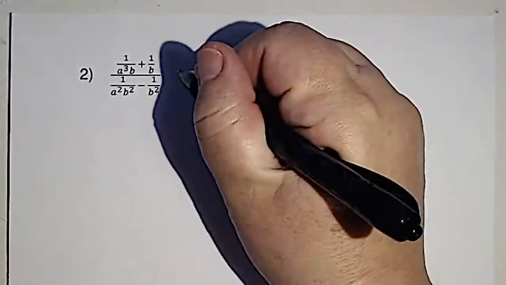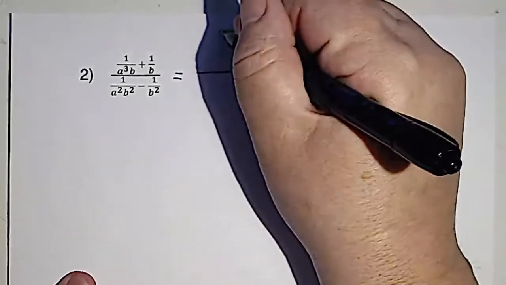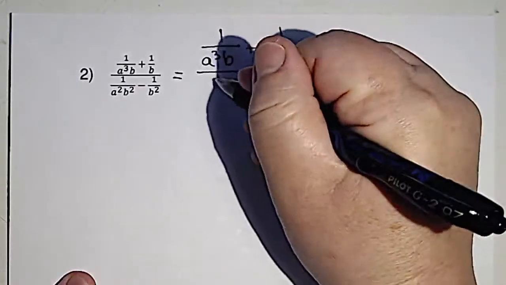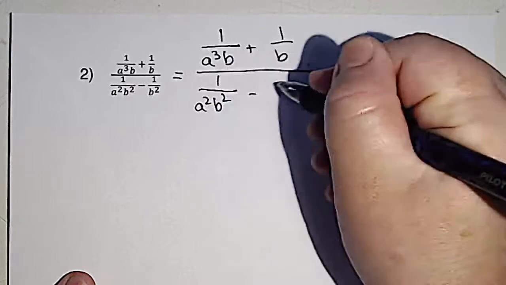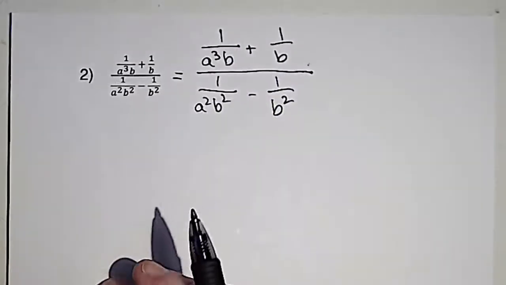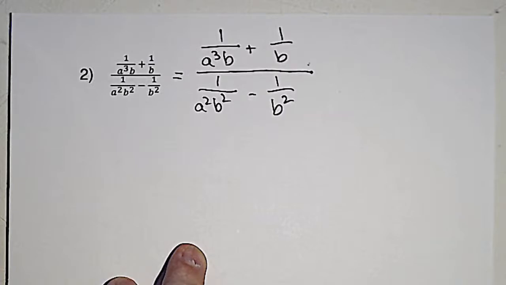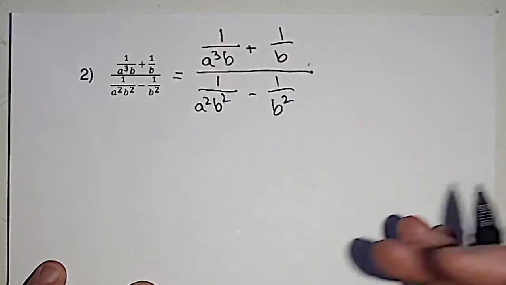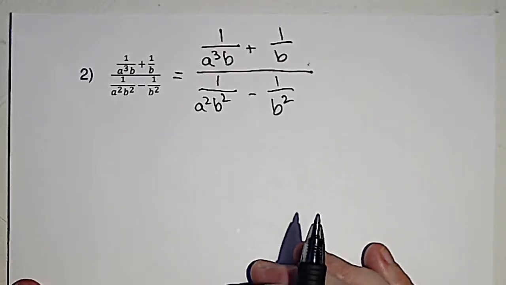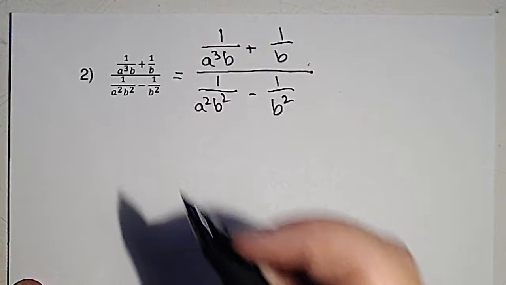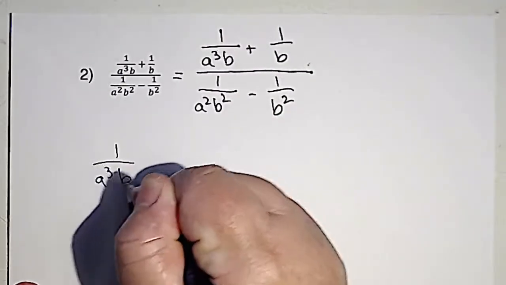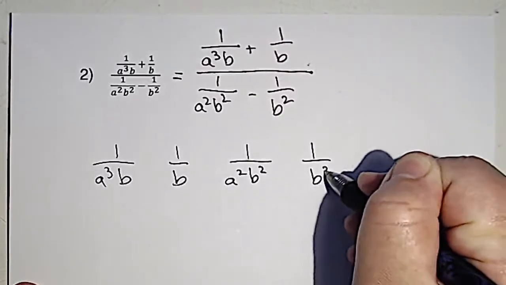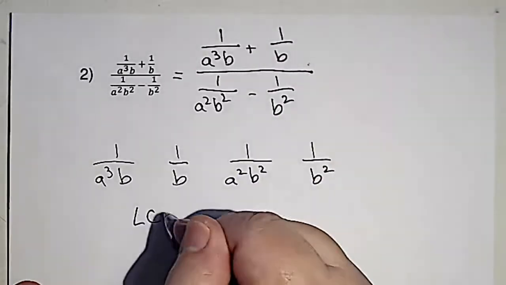Woohoo! Let me rewrite it, because you know how much I love rewriting the problems. 1 over a cubed b plus 1 over b all over 1 over a squared b squared minus 1 over b squared. There are 4 terms, 2 terms on top, 2 terms on the bottom. Again, if you know how to combine the fractions and flip it all and do the flippy thing, go for it. The rest of us are going to sit down. We're going to write out the fractions. All 4 of them. And I'm going to look for an LCD.